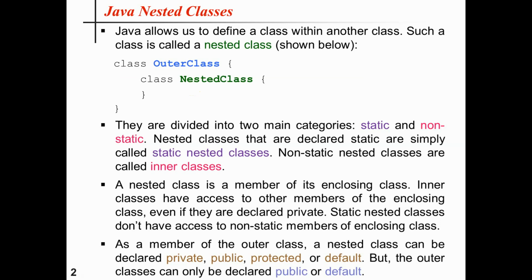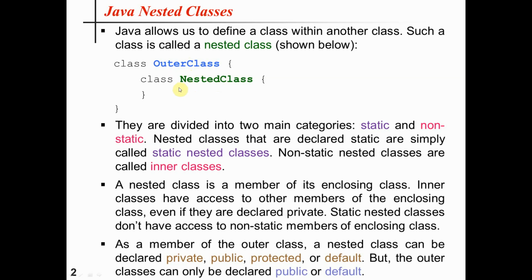Nested classes are divided into two main categories: static and non-static. Nested classes that are declared as static are called static nested classes. Non-static nested classes are called inner classes. A nested class is basically a member of its enclosing class. Say for example, in this example, the nested class is considered to be a member of its enclosing class, which happens to be the outer class.